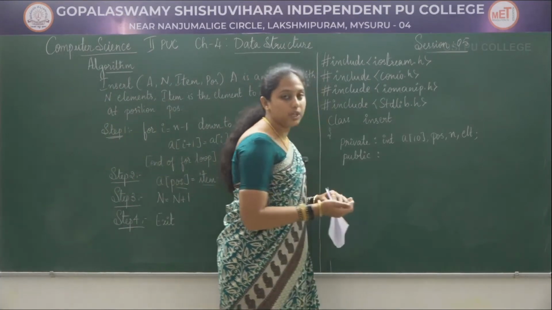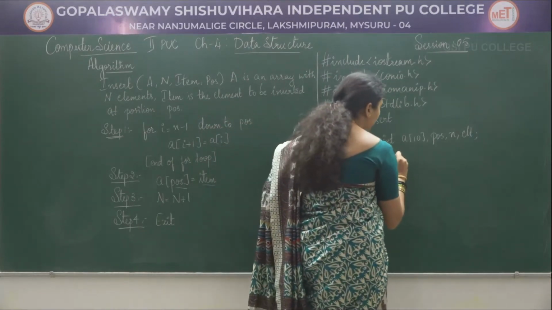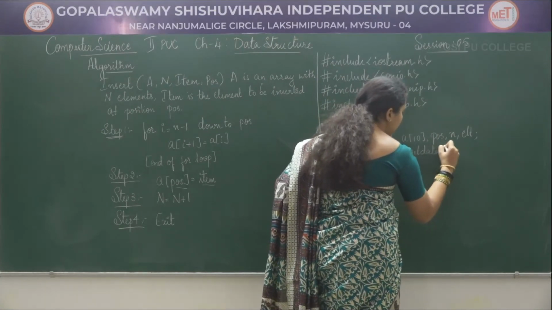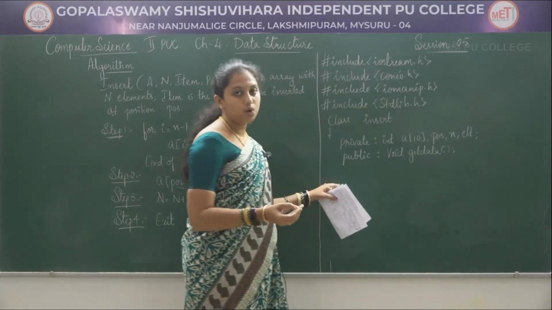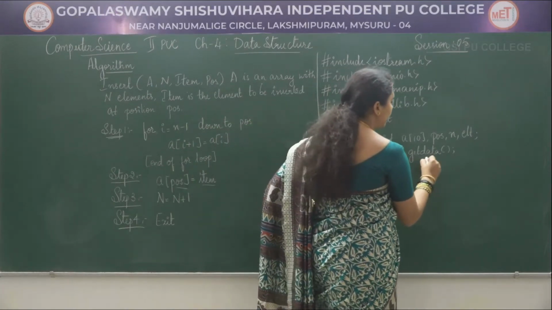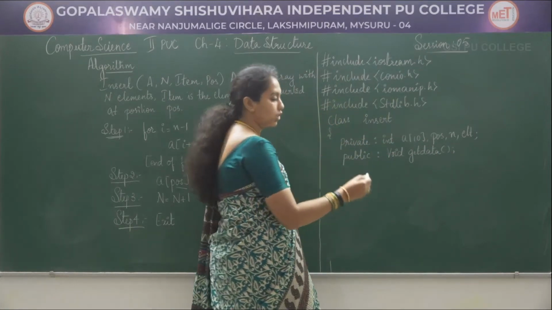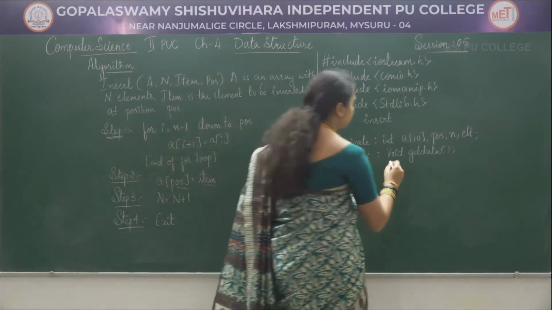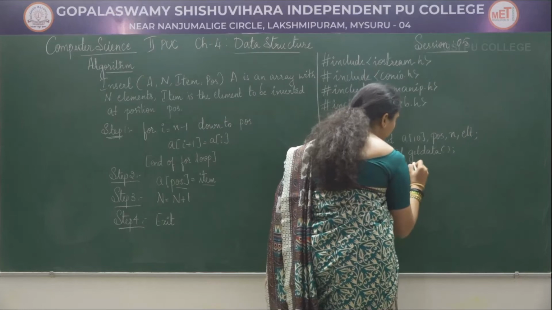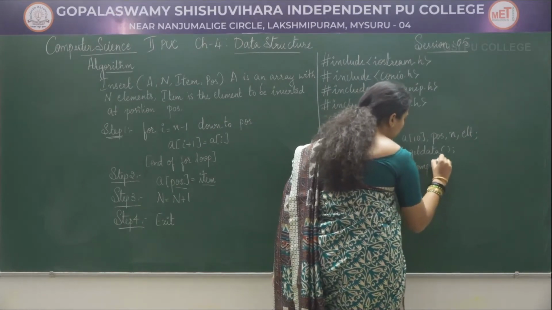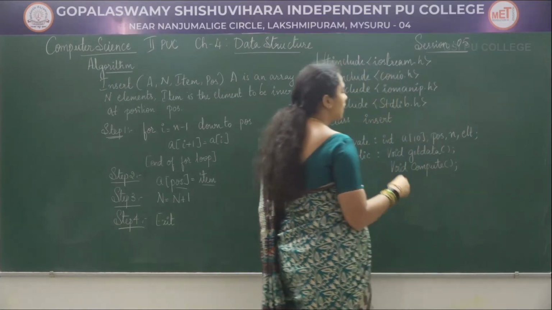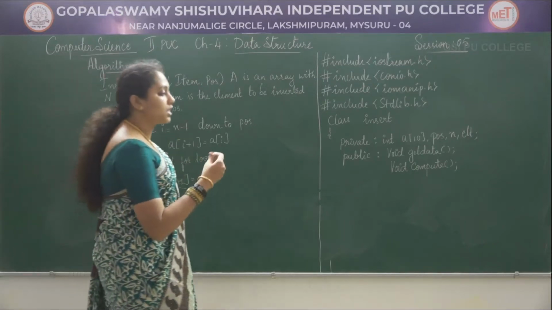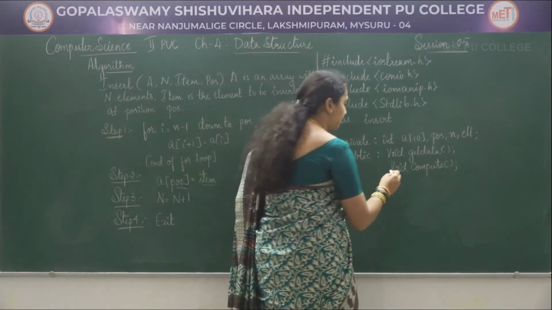So which are the functions we require? Get data, void get data. Why the return type is void? Because this function is not returning any value. So the return type is void get data function. So get data function is used to accept the required data from the user. Next function is void compute. This compute function is used to write the required calculations which is needed for our program.